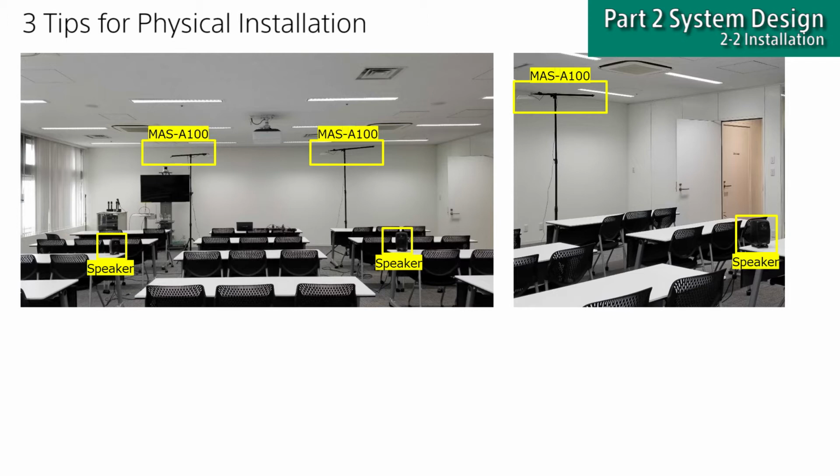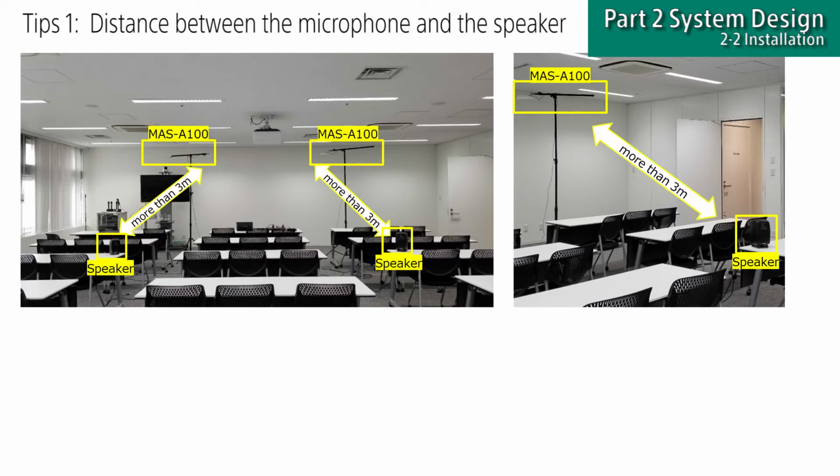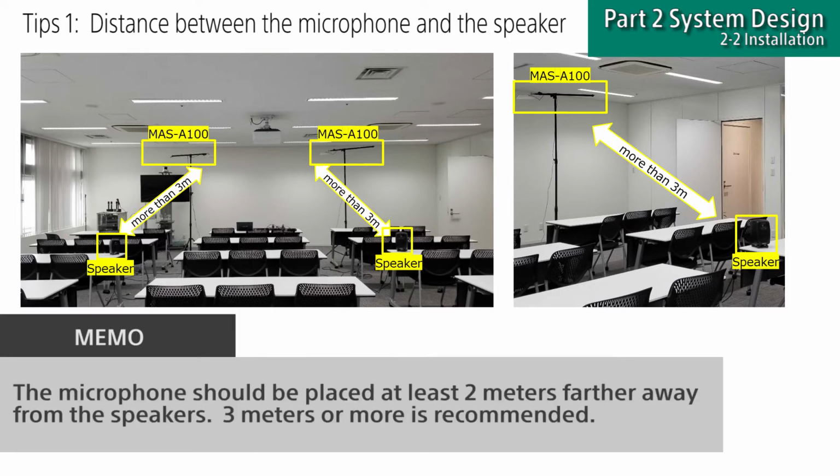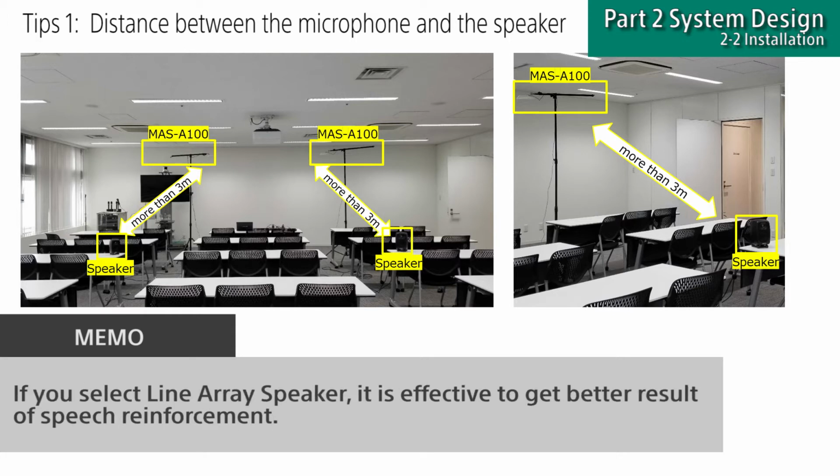There are 3 tips for physical installation. Number 1, distance between the microphone and the speaker. The microphone should be placed at least 2 meters further away from the speakers. 3 meters or more is recommended. If you select a line array speaker, it is effective to get better results of speech reinforcement.